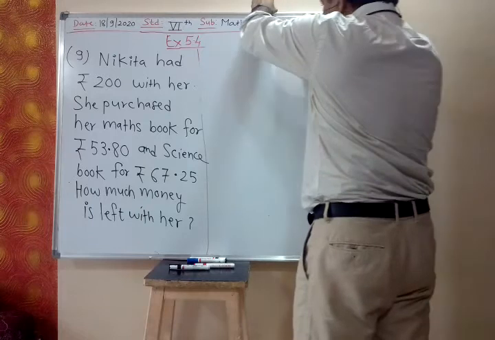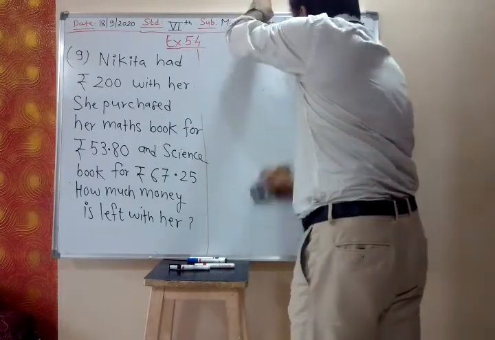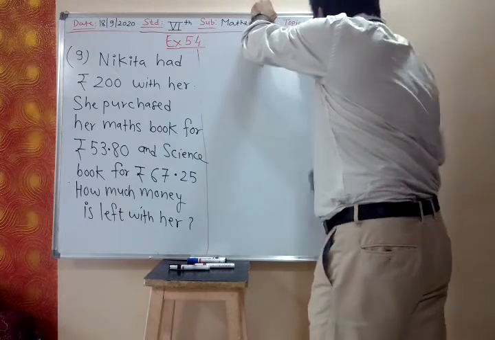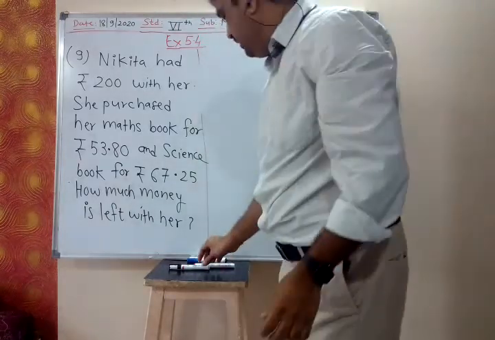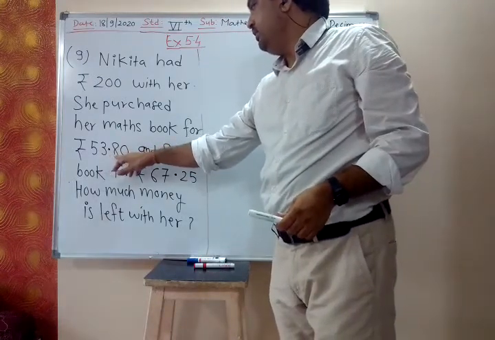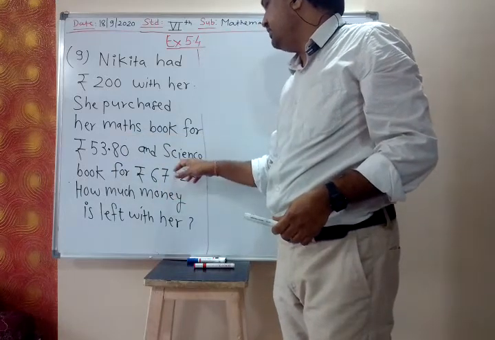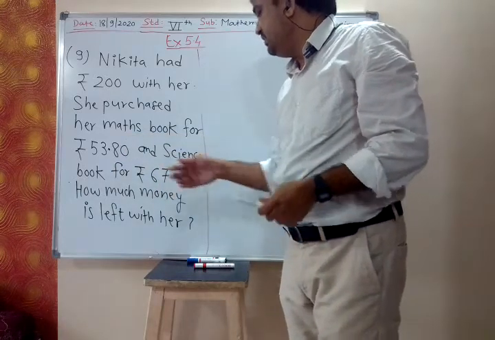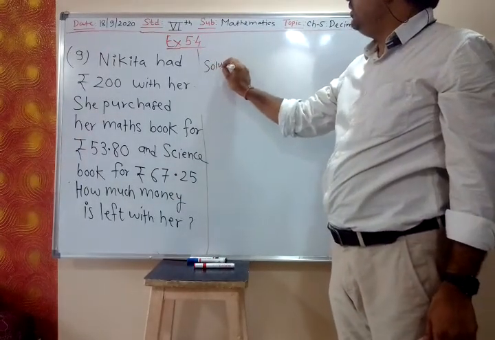This is an important part you have to understand. Nikita is having 200 rupees. From that 200 rupees she paid 53.80 rupees for her maths book. Again she paid 67.25 rupees for science. Then how much money is left with her? That we have to find. Let me solve this.